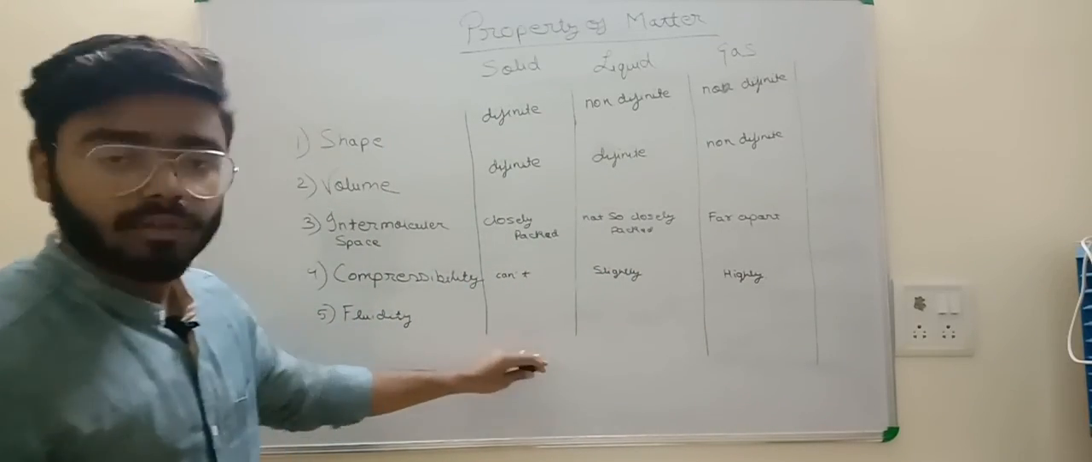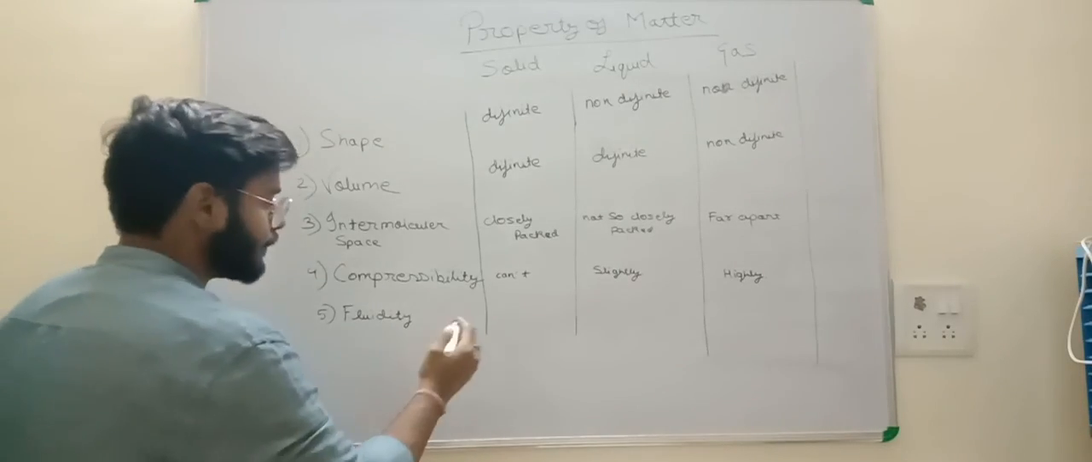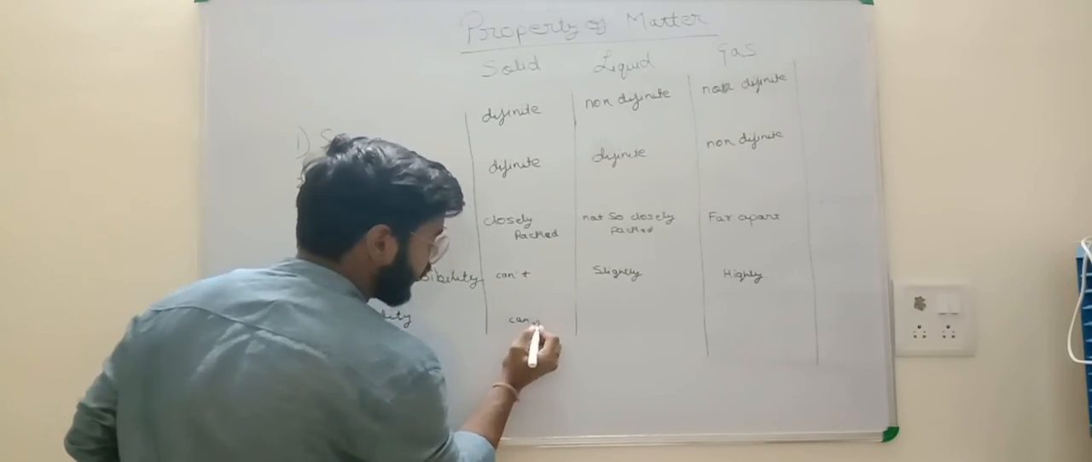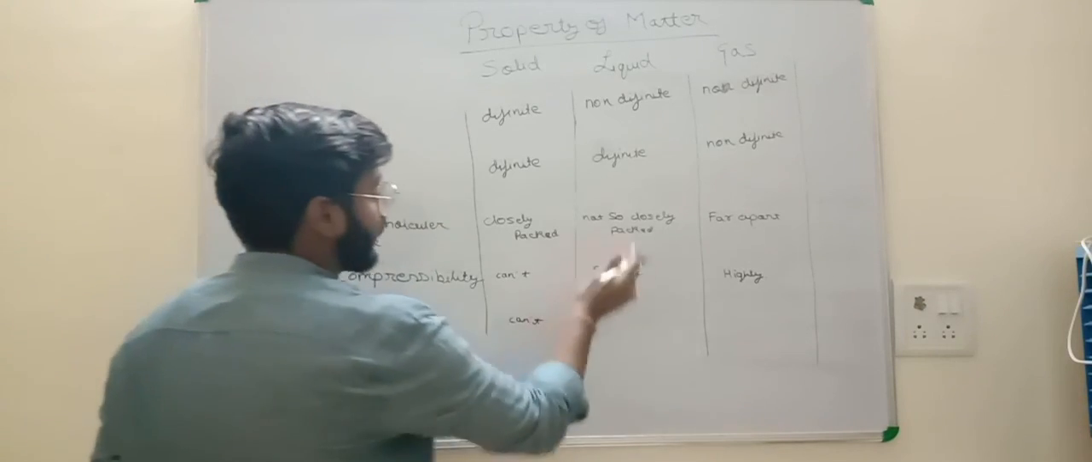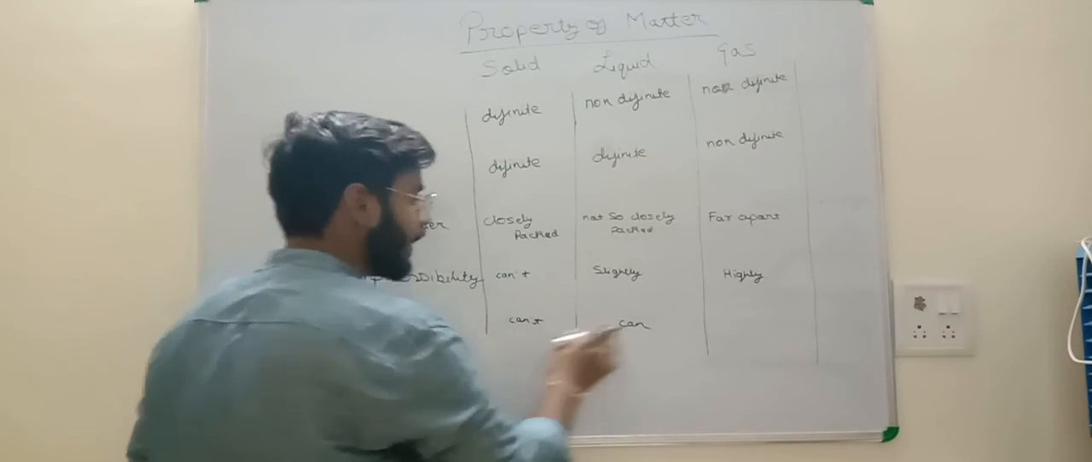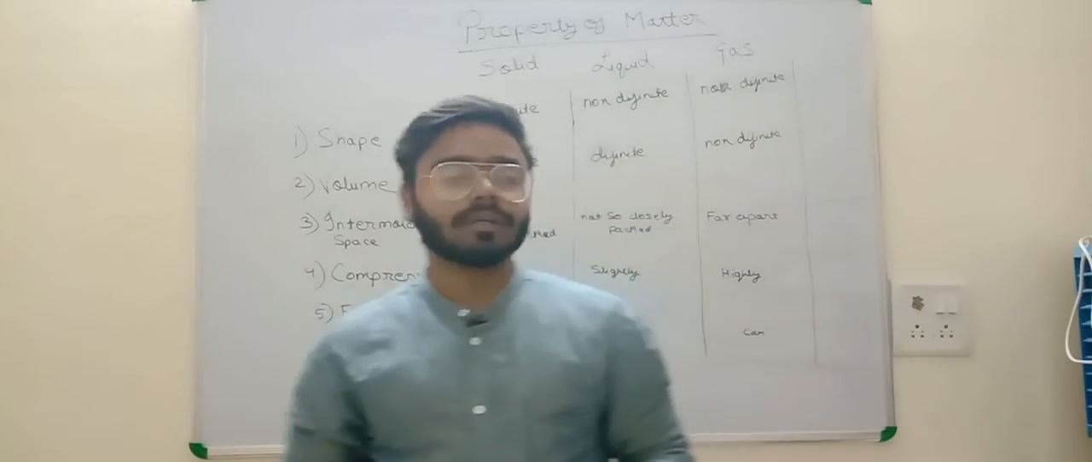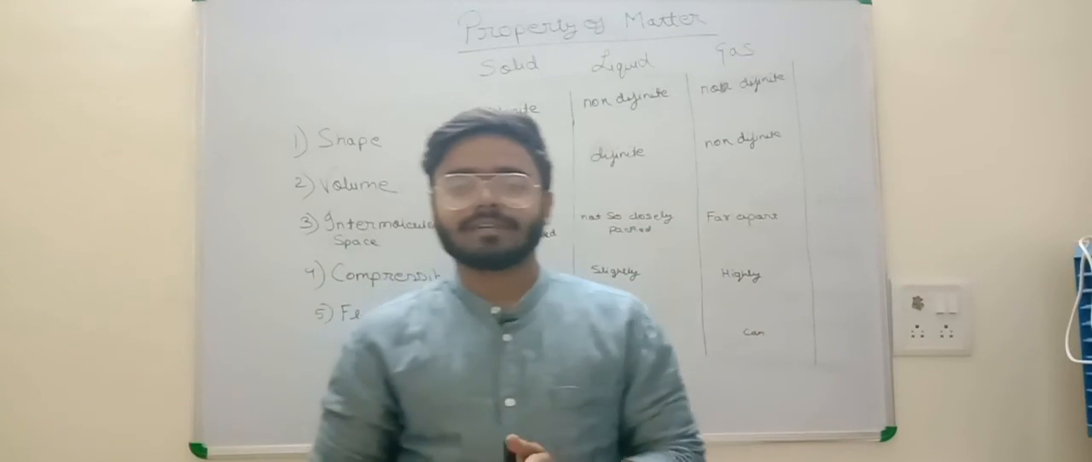Fluidity. What is fluidity? The matter which can flow. Solid can't flow. So we will write cannot. And liquid can flow, and gas can also flow. So this was all about the chapter Matter of class 7th.